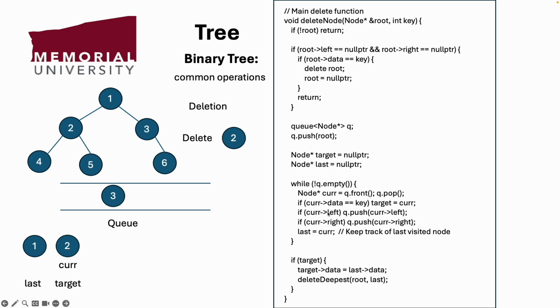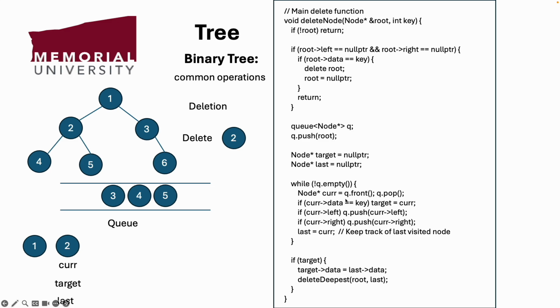The current is pointing to node 2. The left is 4, so now we push node 4 into the queue. Next, the current right child is 5, so we put 5 into the queue. The last is set equal to the current, so the last will be pointing to the root node 2. Okay, so the while loop can keep going since the queue is not empty.